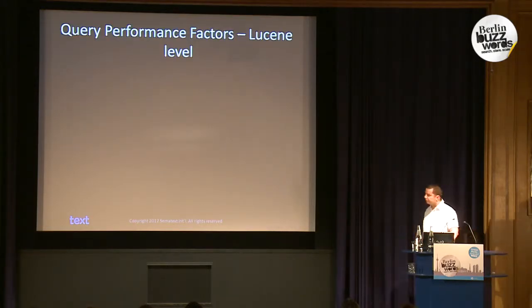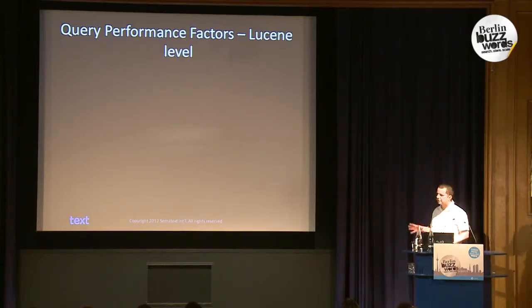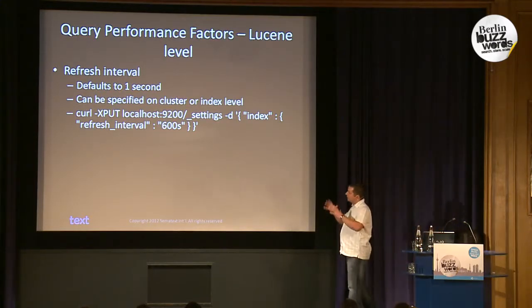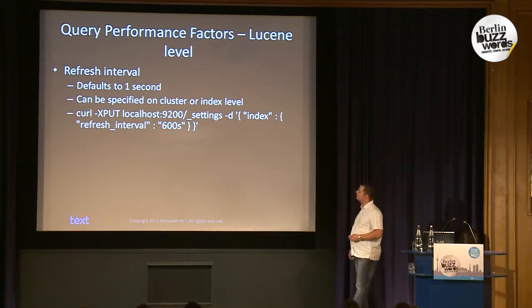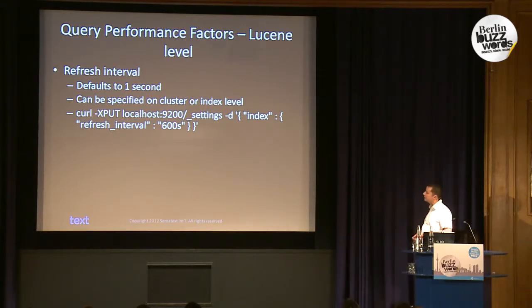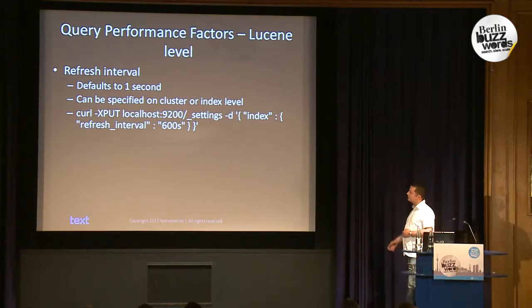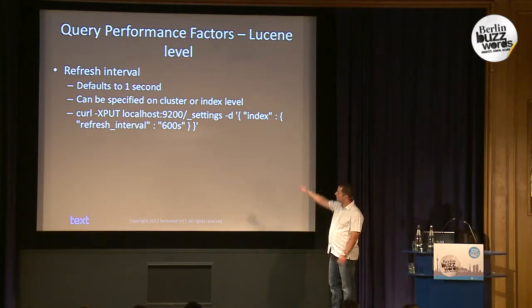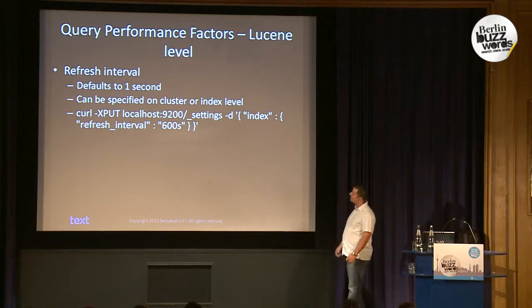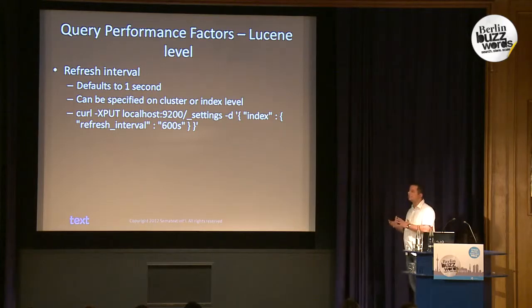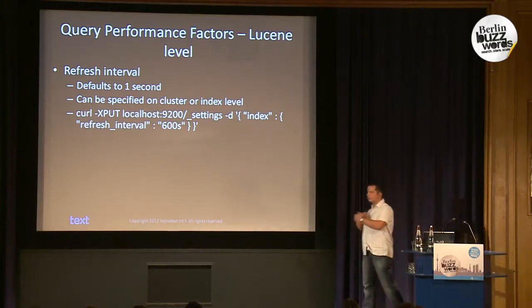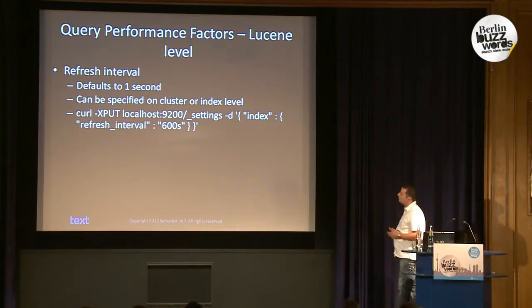The other factors we needed to overcome are the performance factors of Lucene, not only Elasticsearch. The default refresh interval we had for indices is 1 second, and it can be specified on the cluster or index level, the same as most of the parameters in Elasticsearch. You can see the example of how to specify this parameter. It's actually set to 600 seconds. It says how often the index is refreshed by opening the index searcher, and how fast the data will be available to the users.